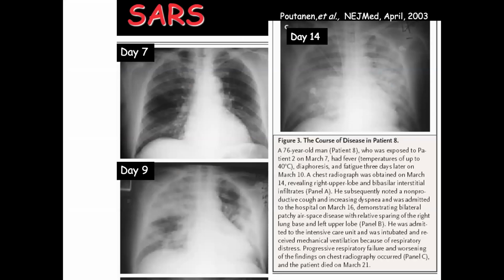This is an X-ray of a SARS patient back in 2003, a 76-year-old man who was exposed on March 7 and ultimately died on March 21st, within a few weeks of the infection. He had high temperatures, and it showed right upper lobe and bivascular interstitial infiltrates, then a non-productive cough and dyspnea, and ultimately he was admitted to hospital on March 16. It demonstrated bilateral patchy air space disease, and then ultimately he was intubated and received mechanical ventilation, and progressive respiratory failure caused the death on March 21st.